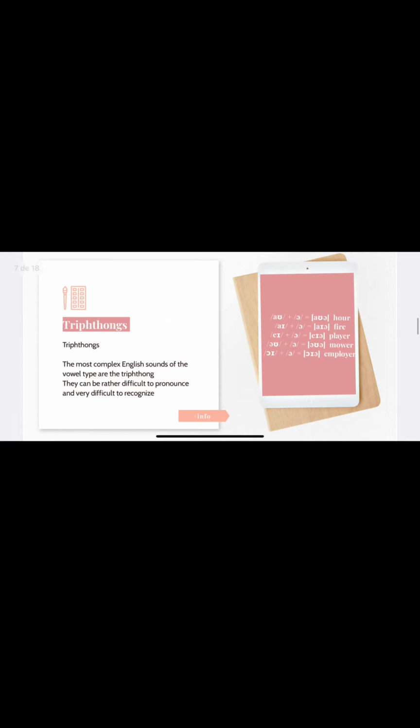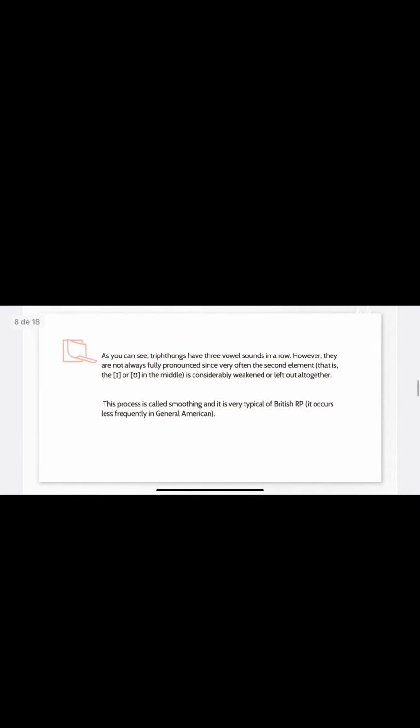Okay, let's start with triphthongs. Triphthongs are more complex English sounds of the vowel type. They can be rather difficult to pronounce and very difficult to recognize. For example: hour, fire, player, mower, employer. As you can see, triphthongs have 3 vowel sounds in a row.